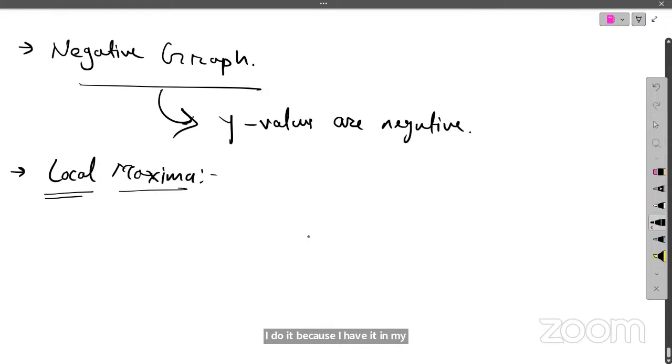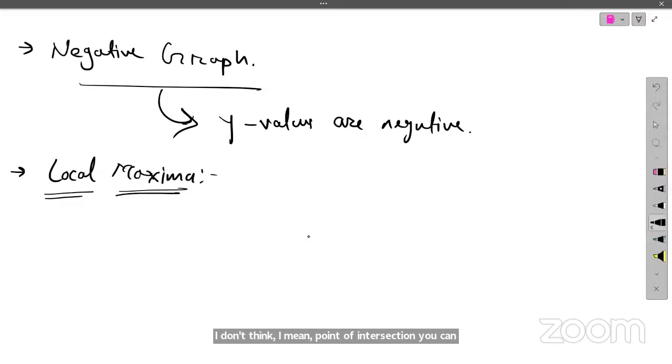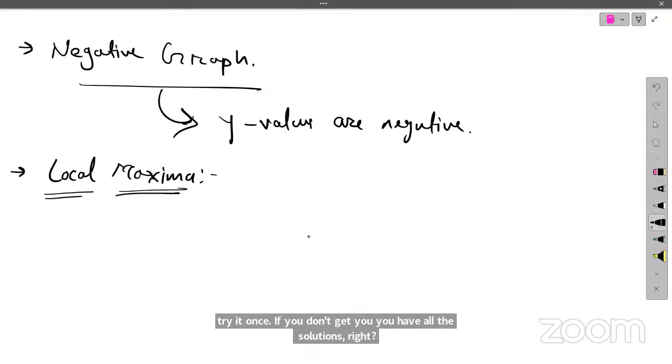Okay, so just cross-check it. The point of intersection you can calculate, the slope is given to you, then the equation of the line you can also calculate. Just try it once. If you don't get it, you have all the solutions, and you can find that question in the solution.